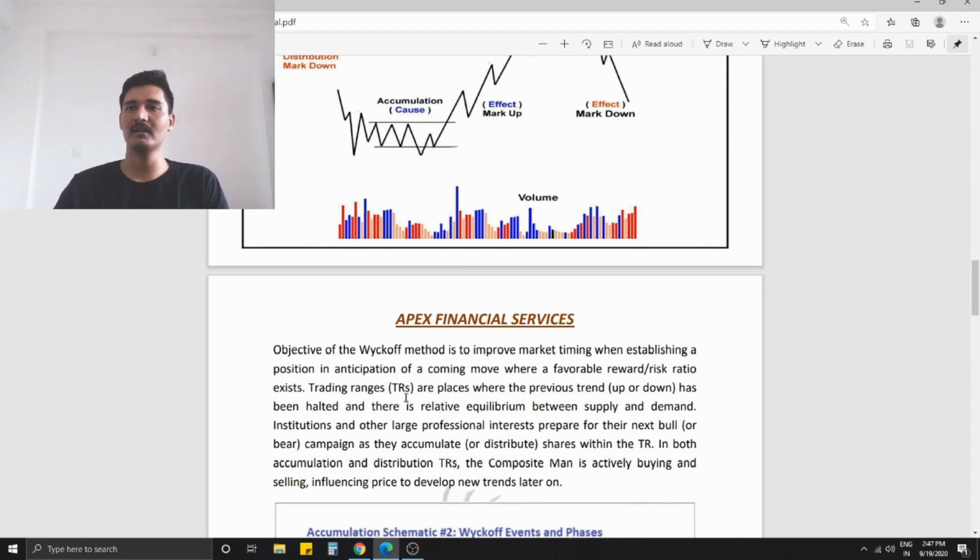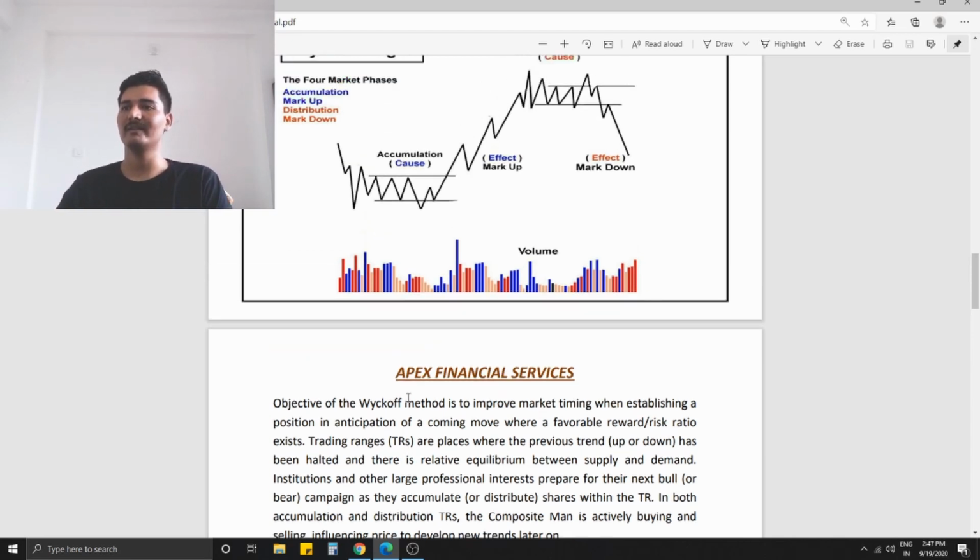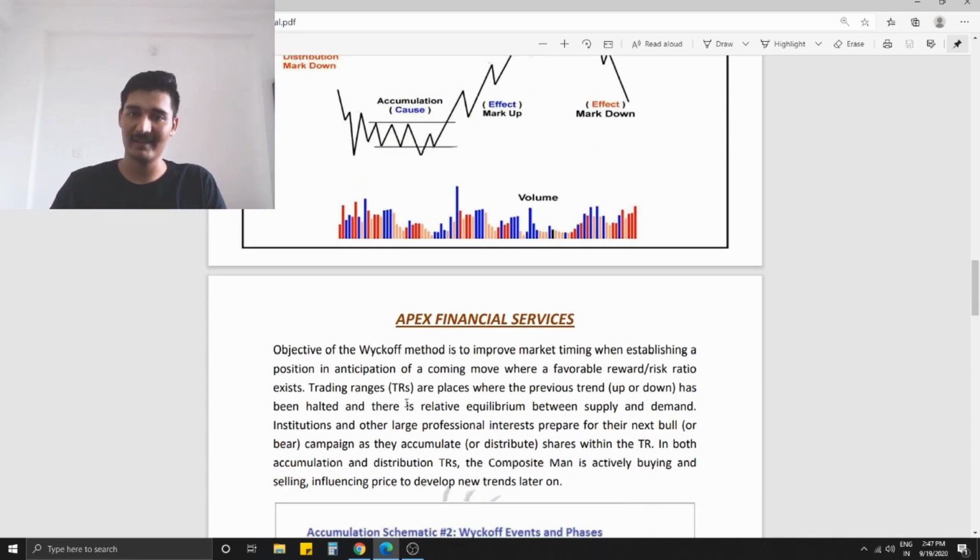So, keeping these things in mind, starting with the Wyckoff structure analysis, we'll be discussing two schematics today, accumulation and distribution. What are the key factors of accumulation and distribution, the different phases, and how do we justify these things.